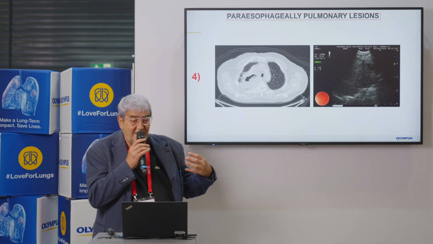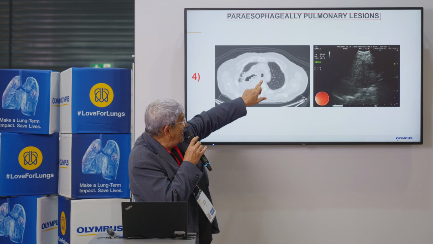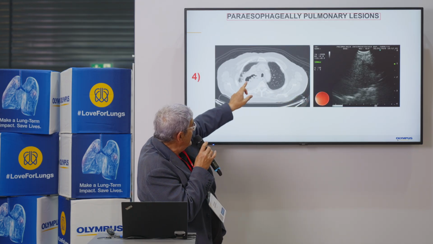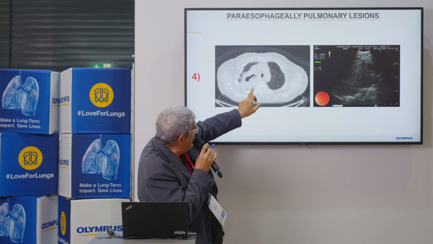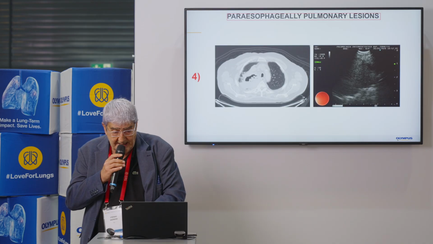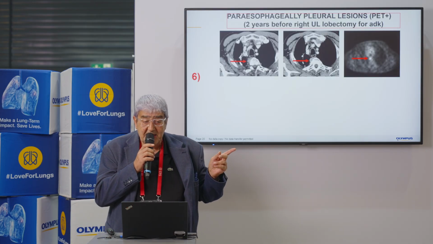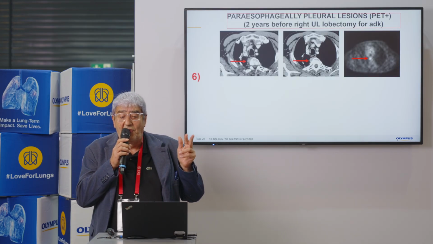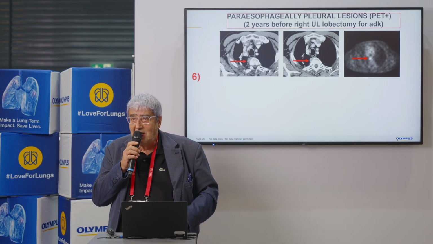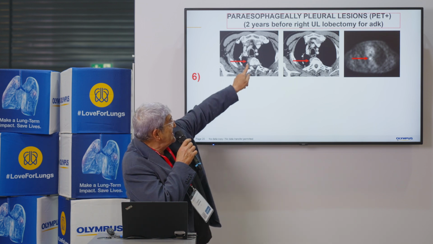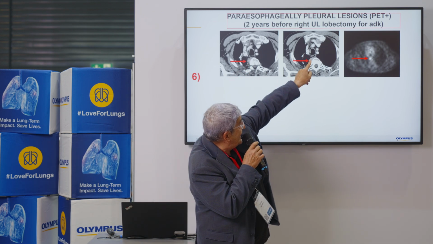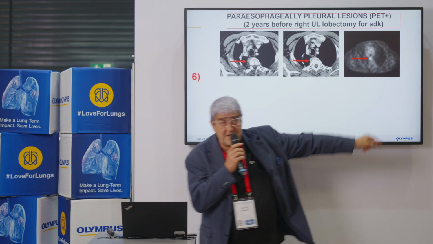This is a pleural thickening. This is the esophagus. It's no problem to visualize this lesion that involved the pleura, that involved the right upper lobe. It was lung cancer. And look at this. This was a patient that 2 years before underwent upper lobe lobectomy for adenocarcinoma. After 2 years, this small thickening of the pleura was visualized on CT, and it was PET positive.